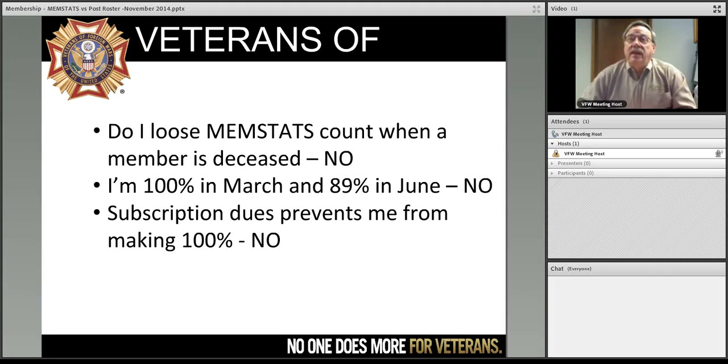But the key here is to recruit all 12 months of the year. Because if you wanted to be 100% by December 31st and you collected 99 of your annual and life members, and you signed up one new member, that post of 100 would be 100%. So this is one of the big benefits of subscription dues, is it encourages recruiting on a 12-month basis.